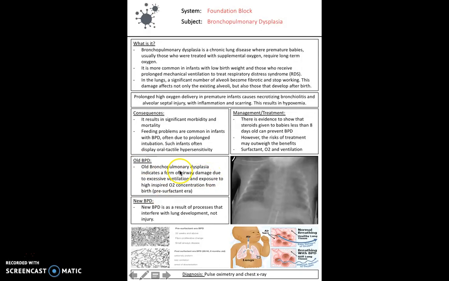So old bronchopulmonary dysplasia indicates a form of airway damage, whereas new BPD indicates no injury, no damage, but it's actually as a result of processes that interfere with lung development. So be aware that prolonged high oxygen delivery in premature infants causes necrotizing bronchiolitis and alveolar septal injury, which then leads to inflammation and scarring in the lungs. And if you've got inflammation and scarring around the alveoli, naturally it's going to lead to hypoxemia, in other words, low levels of oxygen. The diagnosis for this can be done via pulse oximetry or even via chest x-ray.